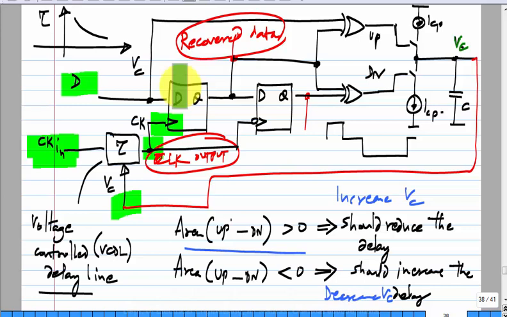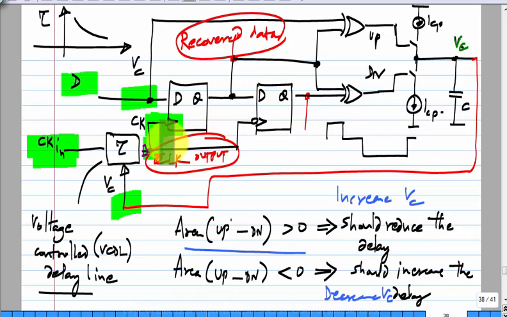Which delay? Where? After the variable delay. Okay, if I have another, okay, there is not enough room here. If I put another delay element, what will happen? Really? Why? See, it is detecting the phase between this data and this clock. And finally, that's what is going to get set to zero.